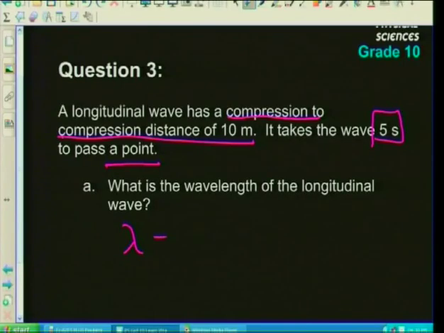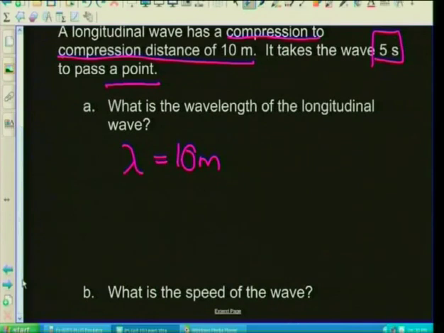And now we go, hang on, wait, I know this. Wavelength is defined as the distance between 2 points in phase. Right at the beginning, when I showed you the first diagram of a wavelength, we said it can be from the beginning of a compression to the beginning of the next compression, or the beginning of a rarefaction to the beginning of a rarefaction. Here they're telling me that the distance between the front of a compression and the front of the next compression is 10 meters. My wavelength is 10 meters. That was nice. We like questions like this.